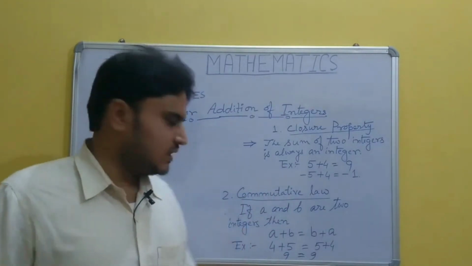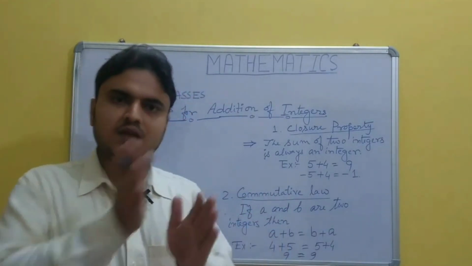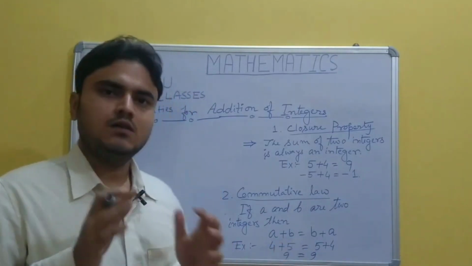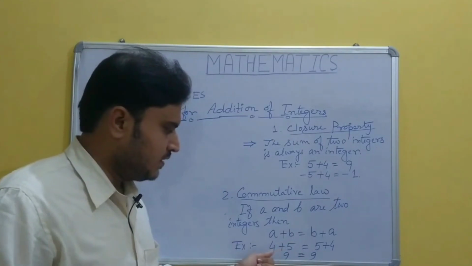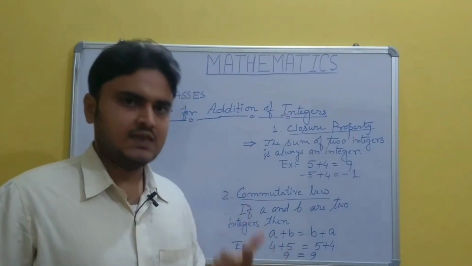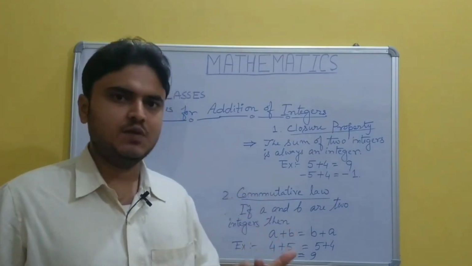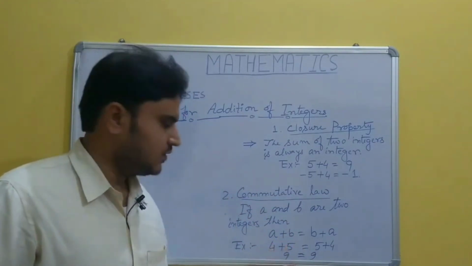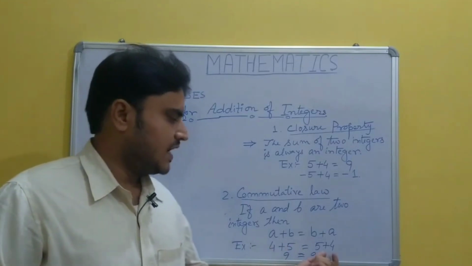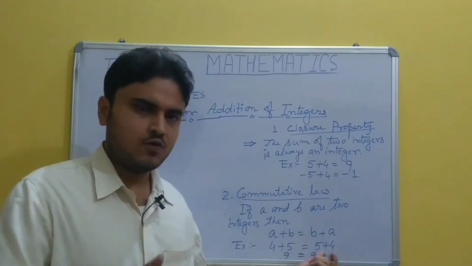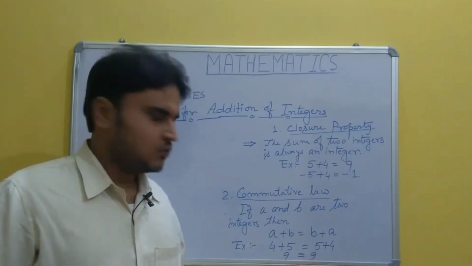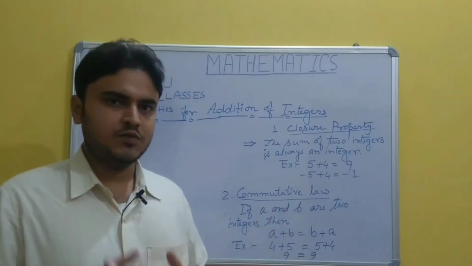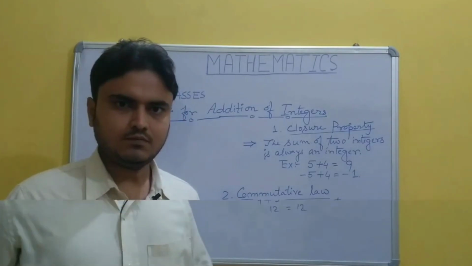So whenever we change the place in this addition, the result will remain the same. For example, 4 plus 5: 4 is an integer number, 5 is also an integer number. After getting 4 plus 5 we will get 9, and after adding 5 and 4 we will also get 9. So the result remains the same. This property is known as commutative law.